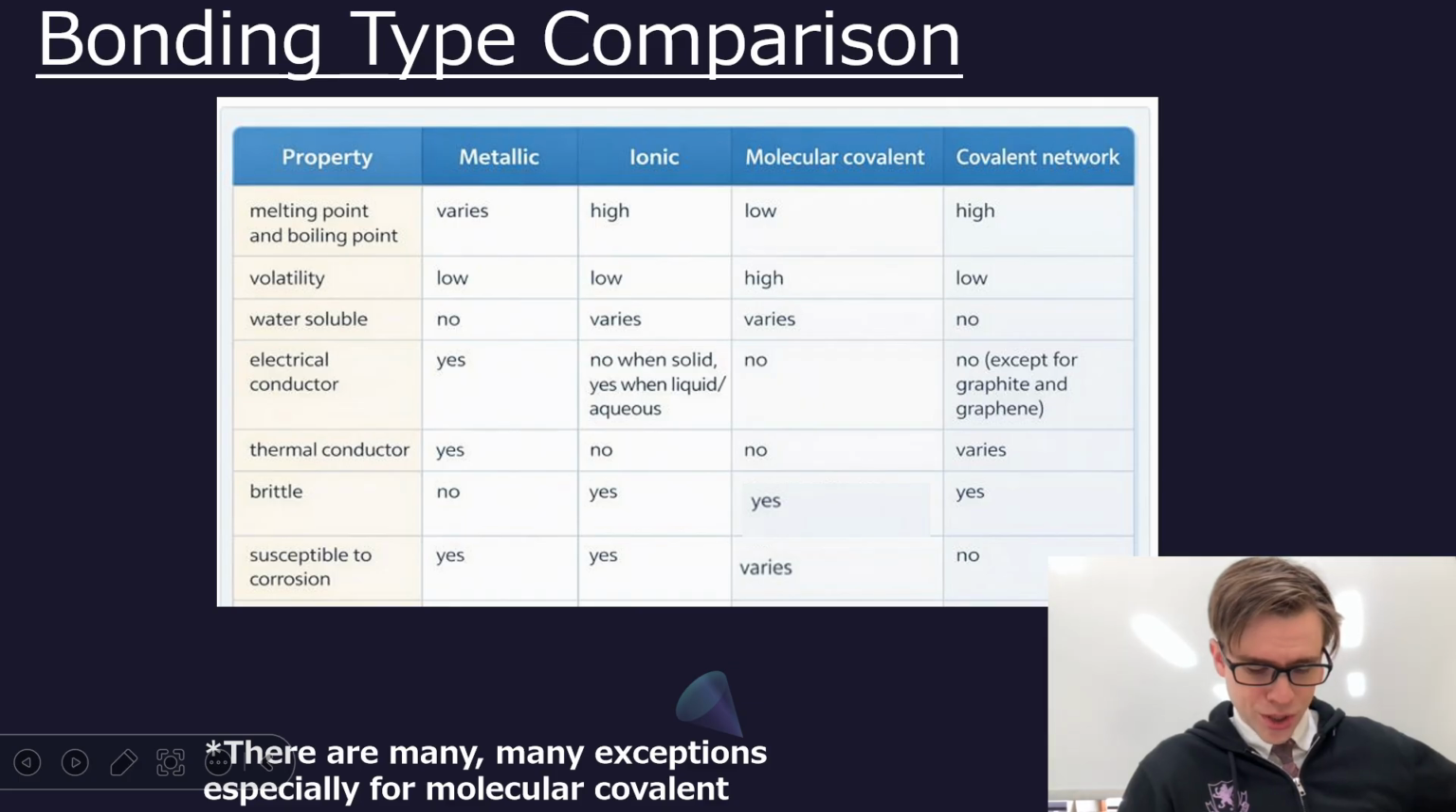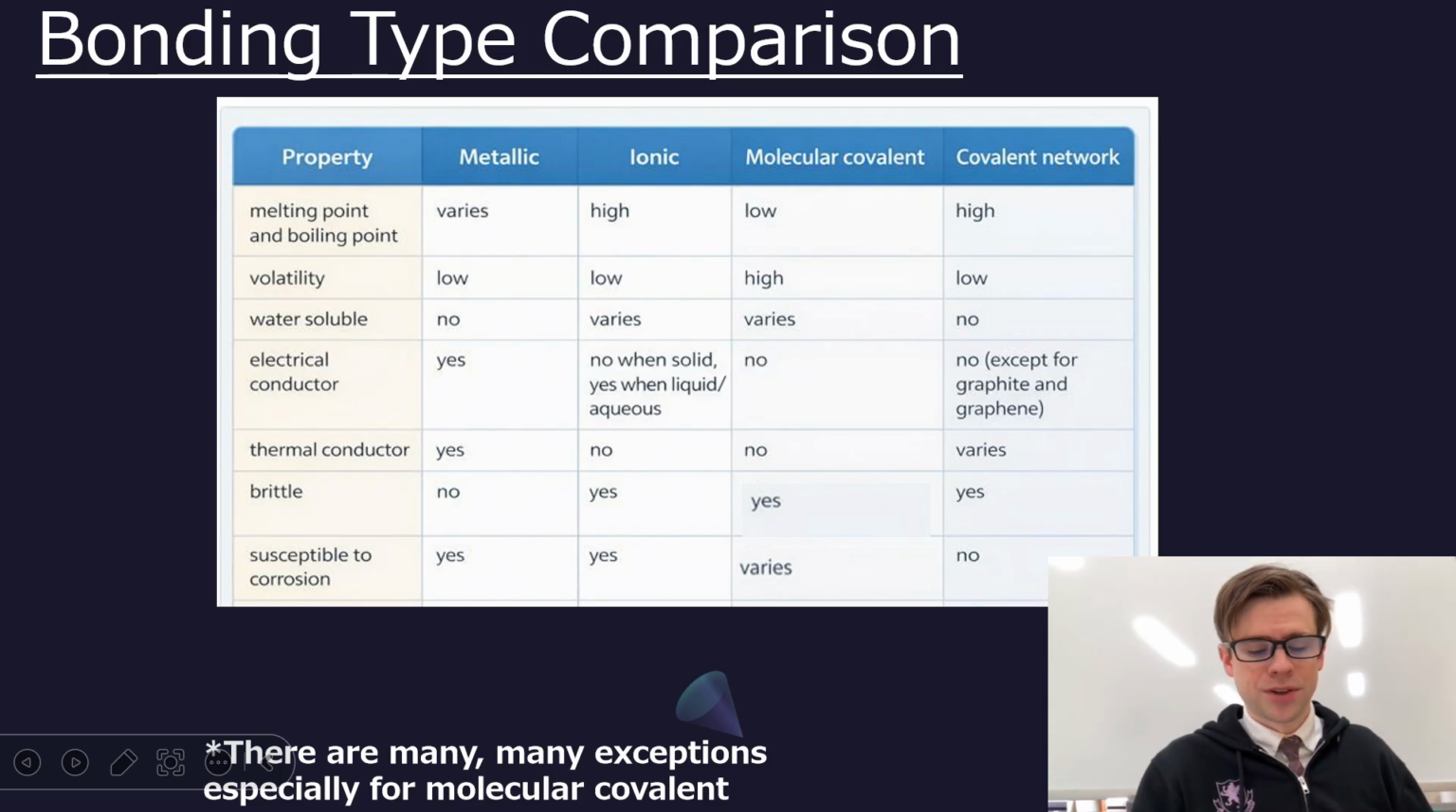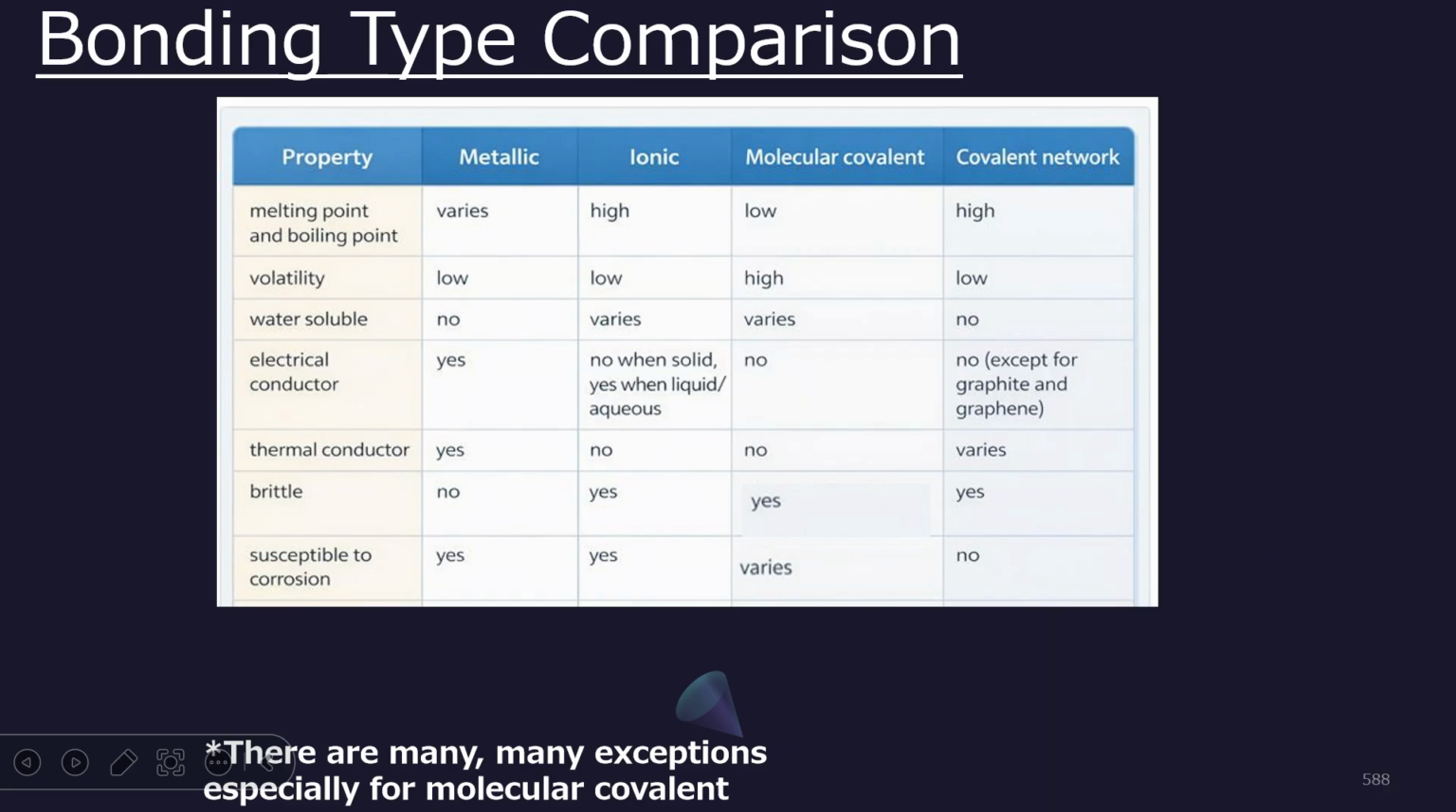Electrical conductor, no. Things like diamond or SiO2, silicon dioxide, they don't have mobile charge carriers in the lattice, so they don't conduct. But things like graphite, they do have delocalized electrons in what's called a pi conjugated system. So they can, and graphite and graphene certainly can. Thermal conductor varies. Diamond, however, has very high thermal conductivity, almost the highest of any solid we know of, due to its ability to transfer vibrations very efficiently.